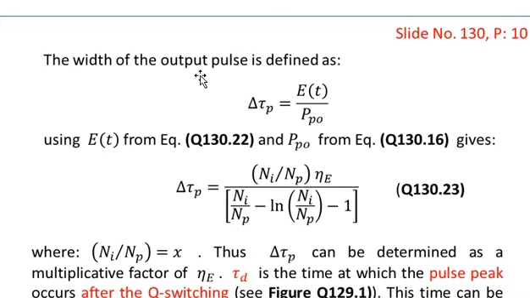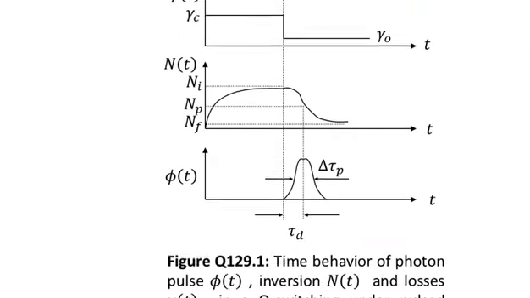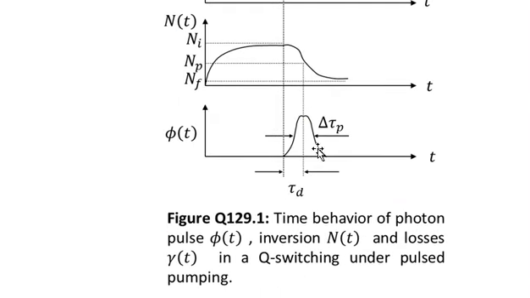Now the width of the output pulse is defined by, again let me show you the pulse. Delta tau p is the width of the pulse. Can we find this one? Yes, we can find this one.